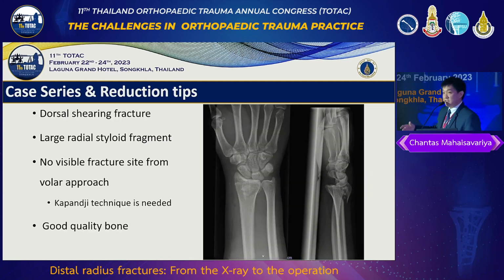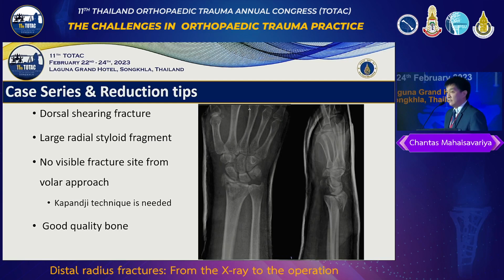Another case, this case is one of my favorite cases. This one is a dorsal shearing force, from a distal dorsal button. This one has a large radial styloid fragment. After the reduction, it doesn't help anything. And this case, please, I would like to walk through a little bit.